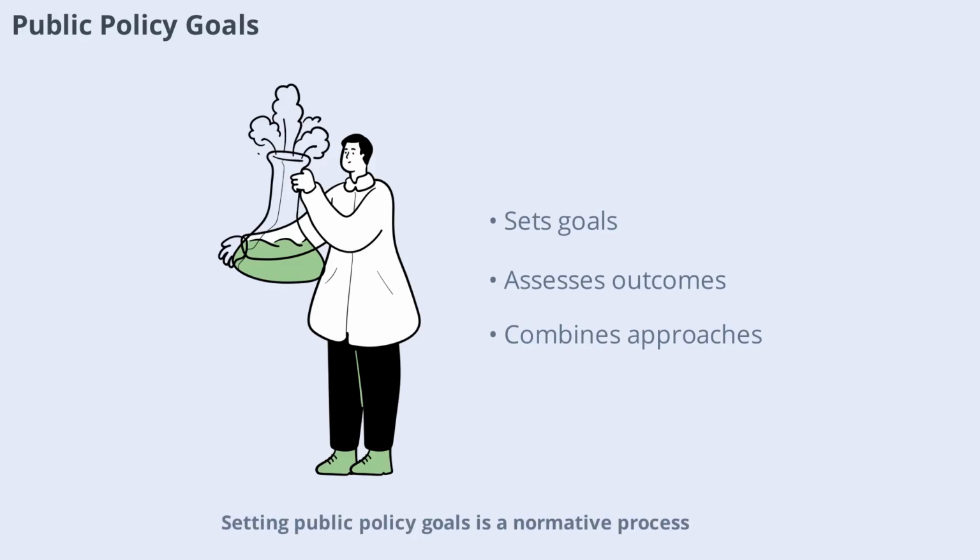Setting public policy goals is a normative process. Societies must decide what outcomes they value, such as economic growth, equality, or environmental protection. Positive economics helps assess whether these goals are being met.